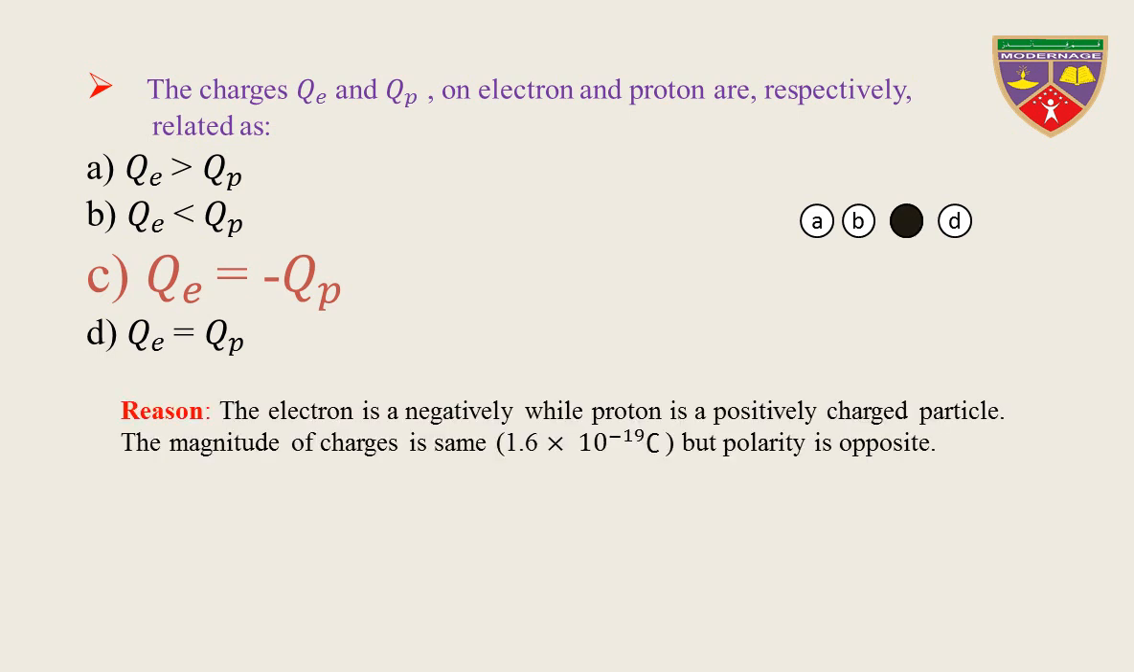Reason: the electron is a negatively charged while the proton is a positively charged particle. The magnitude of charges is same, which is 1.6 into 10 power minus 19 coulomb, but polarity is opposite. Hence, they are related as QE is equal to minus QP.